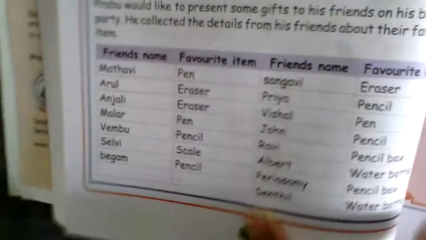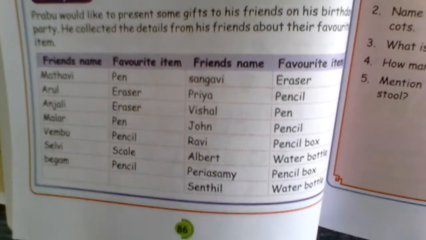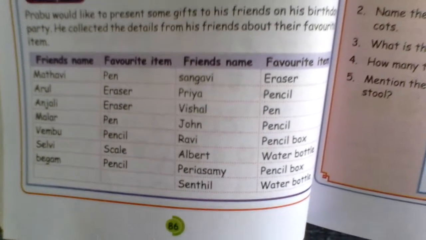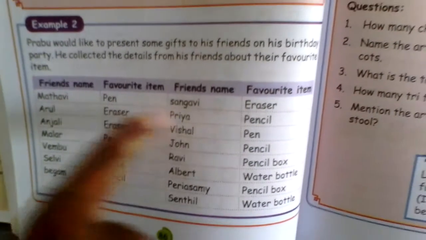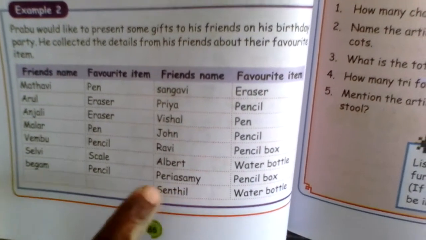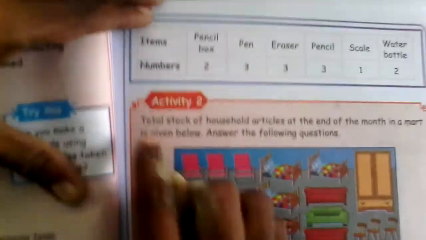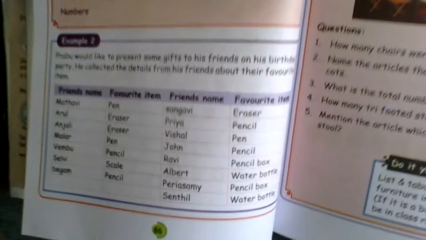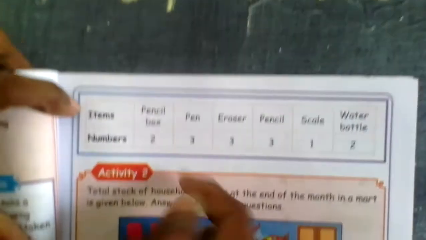Next. Example 2 is also solved. So even you yourself can try it. Madhavi, Arul, Anjali, Malar, Vembu, Selvi, Begum. And their favorite names, favorite items, everything is written here. Sangavi, Priya, Vishal, John, Ravi, Albert, Periyasamy, Sendilkar, favorite items are there. So you can tabulate it. What are the items? Pen, eraser, pencil, scale, water bottle. These are the items. And how many numbers? You just count it and represent here. That's it. This is how you have processed the data and represented it.